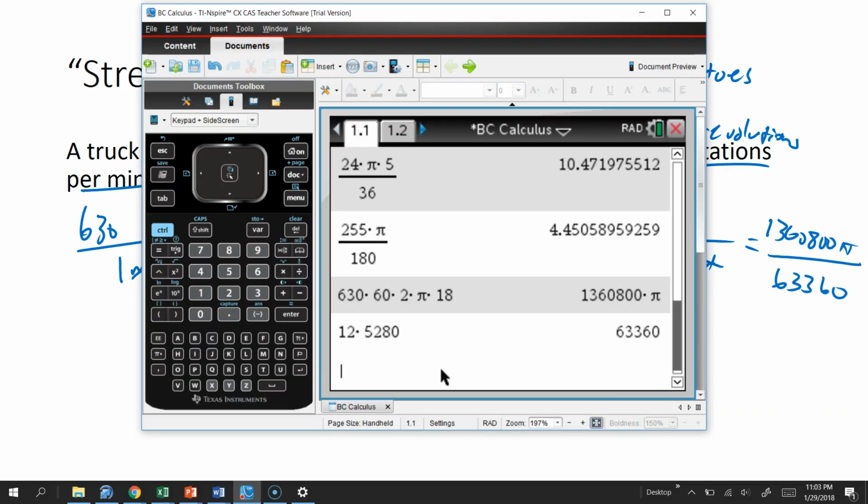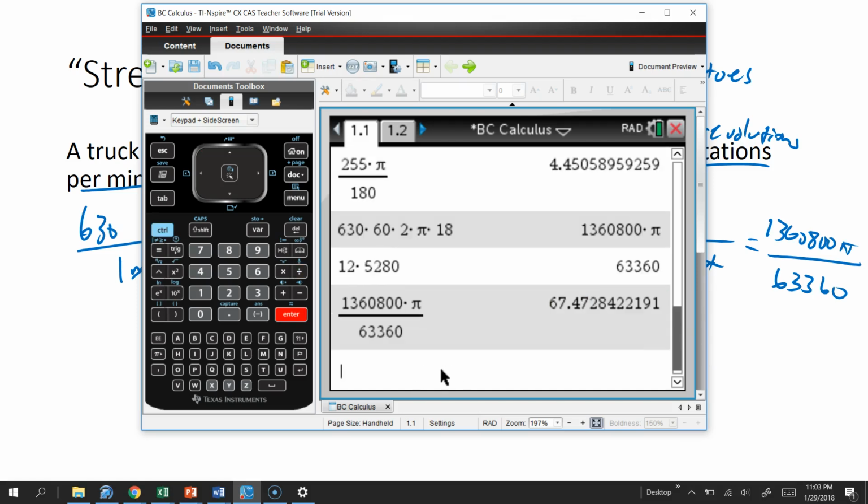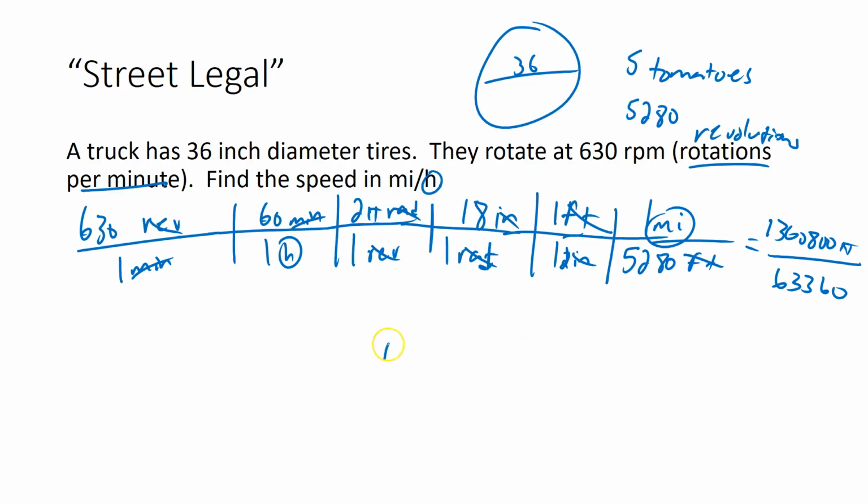Okay, so we do the pi divided by the 63360, and let's see what that gives us. 67.472 miles per hour. So maybe speeding a little bit.